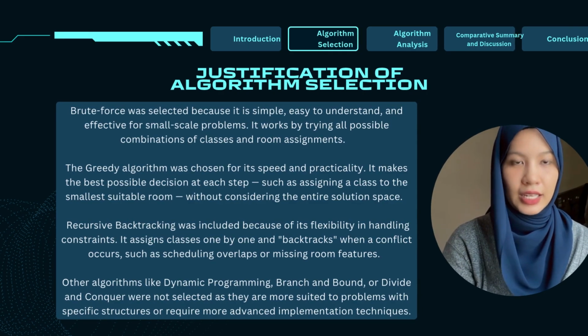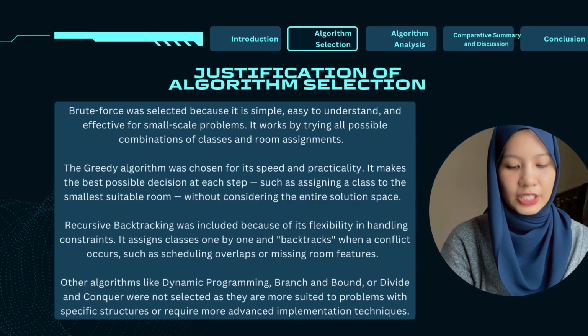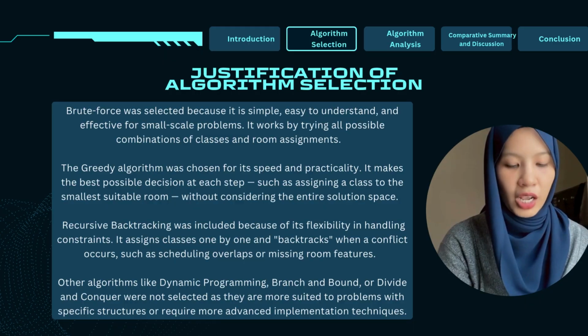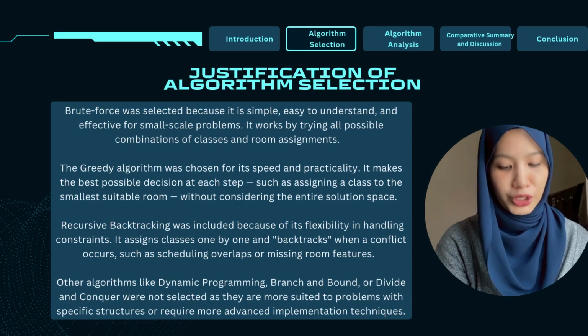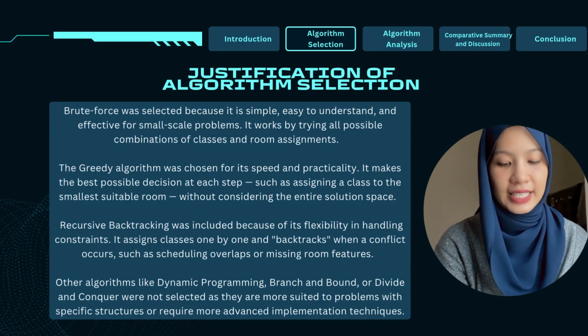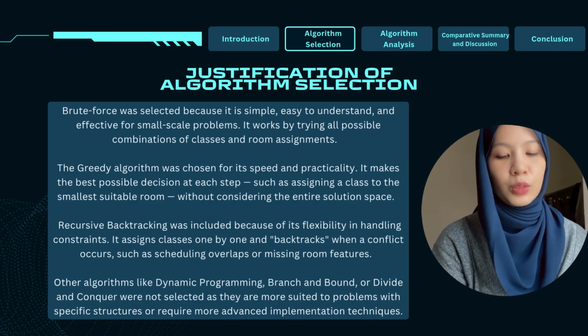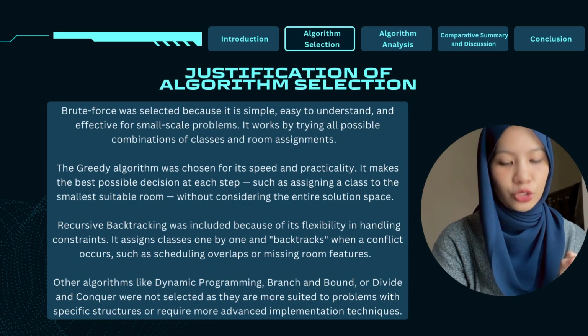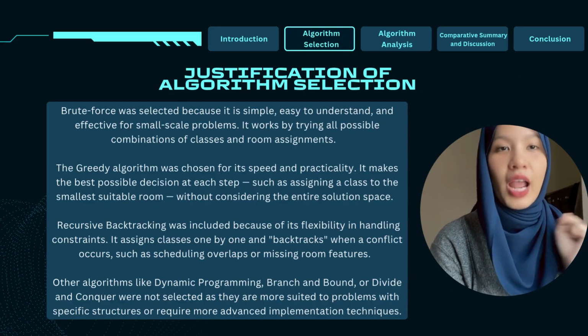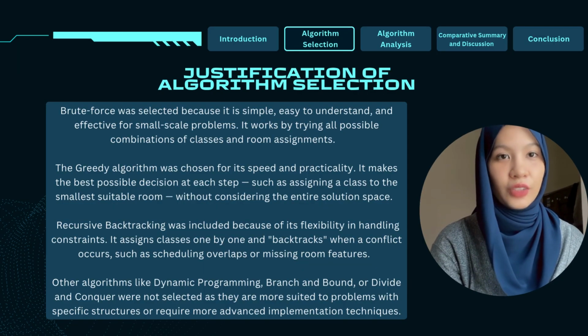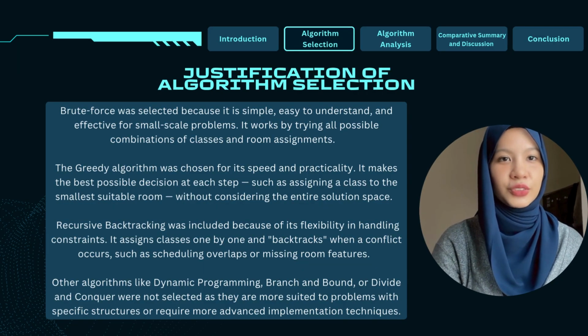Fourth is other algorithm, such as dynamic programming, branch and bound, or divide and conquer were not selected as they are more suited to problem with a specific structure or require more advanced implementation techniques. So I think that's all for me. So let's move on to the next person.